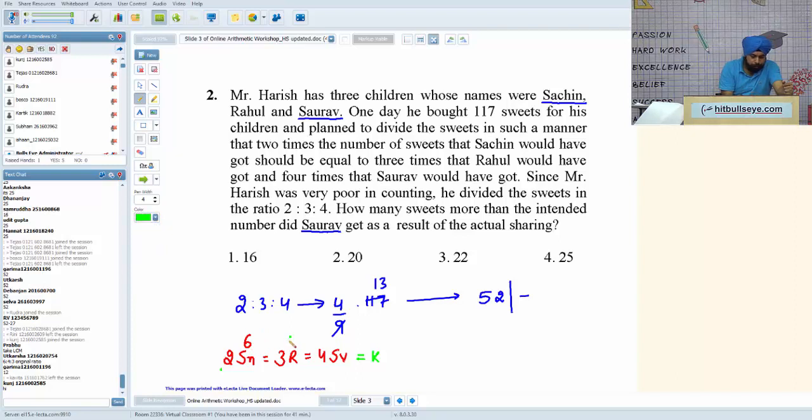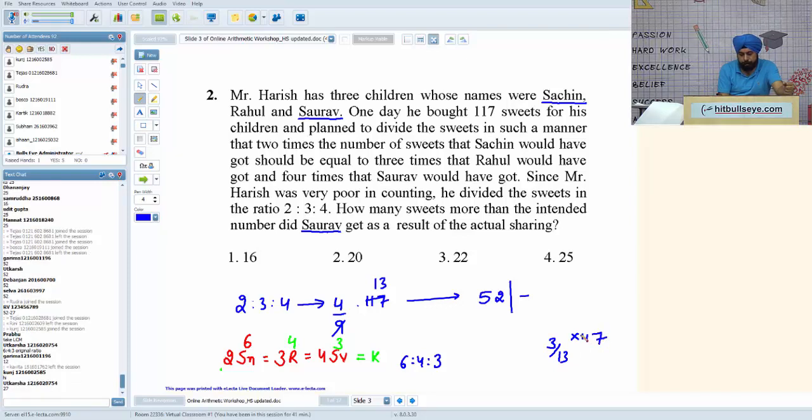And 3 into 4 will make it 12. And 4 into 3 will make it 12. And that gives you the ratio as 6:4:3. Now talking about the third person, that is Saurabh, he will get 3 by 13 of 117.